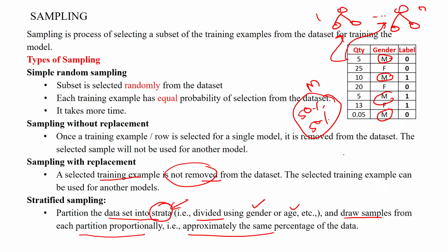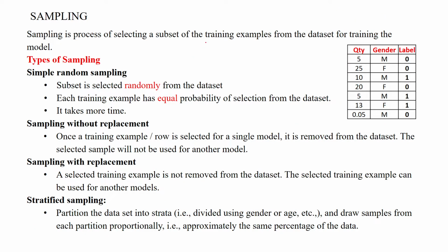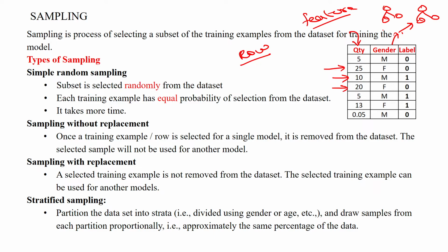These sampling processes are used for ensemble learning methods. One more thing is called row sampling. Row sampling means we select the samples in the form of rows. Another is called feature sampling. Feature sampling means some of the features can be selected for decision tree 1, and some of the features can be selected for decision tree 2. This is called feature sampling. So row sampling and feature sampling are also part of the sampling process.